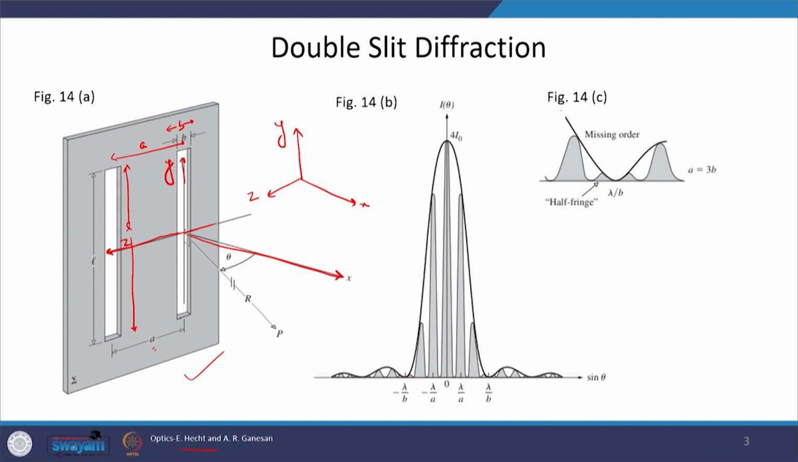Now, the origin is placed at the center of the right slit. It can be placed at the center of any of the slits, but I chose to place it on the rightmost slit. The angle in this case is measured from the yx plane, which is shown here, and P is our point of observation. This is how the fringe pattern looks, but we will discuss it in detail, and also this figure 14C, after the mathematical analysis is done.